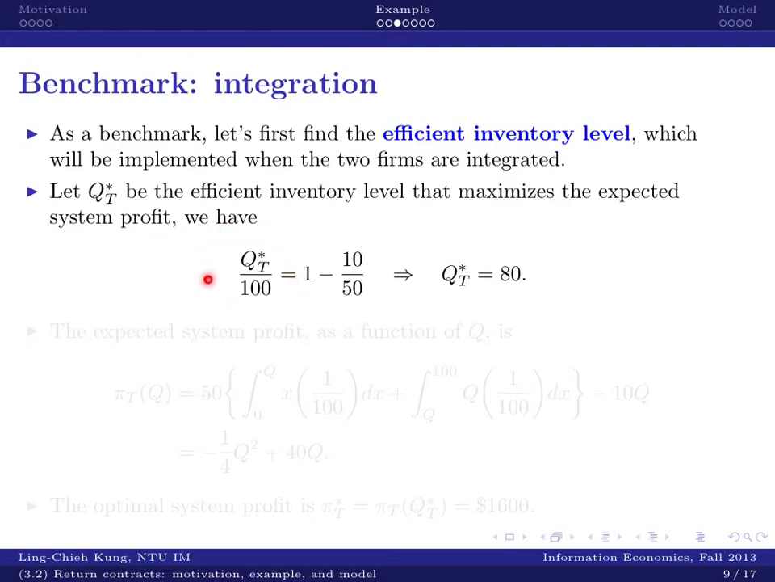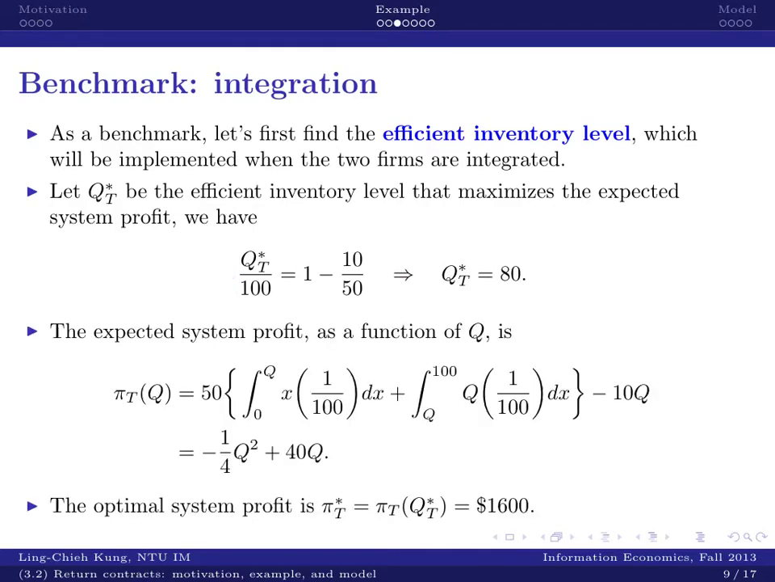The left hand side here, let me write it down, is nothing but capital F of QT star in this problem. And the right hand side is just 1 minus the critical ratio. We know this formula is used in general to solve newsvendor problems. We get 80 as the efficient inventory level.